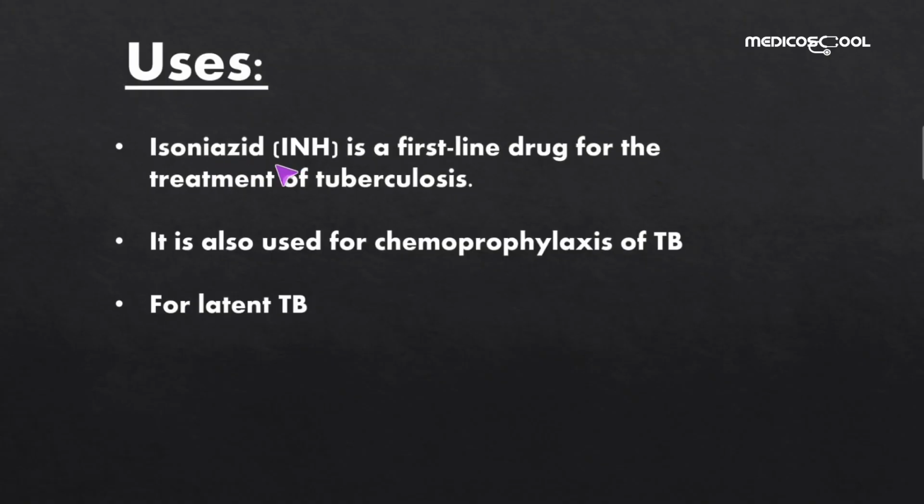Towards its uses, isoniazid is the first line drug for the treatment of tuberculosis, as we already discussed. It is also used for the chemoprophylaxis of tuberculosis, and it can also be used for latent tuberculosis to eliminate its carrier state. So these are 3 uses of isoniazid.